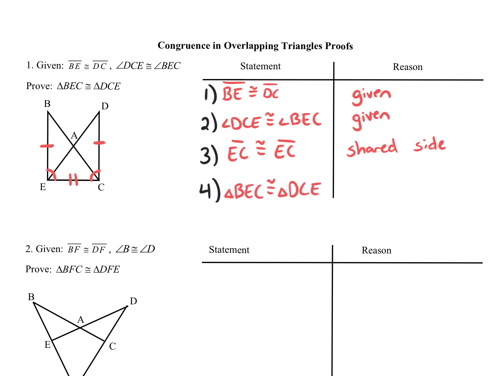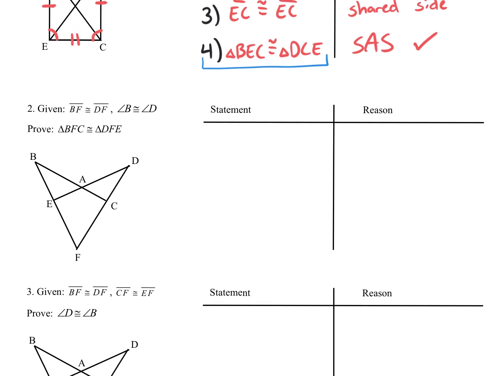And what is our reasoning? Side angle side. Check just to make sure: did we prove what we originally wanted to prove? Yes. Done. So you always want to make sure your last statement matches what you wanted to prove. Try number 2 on your own. We got 4 steps.